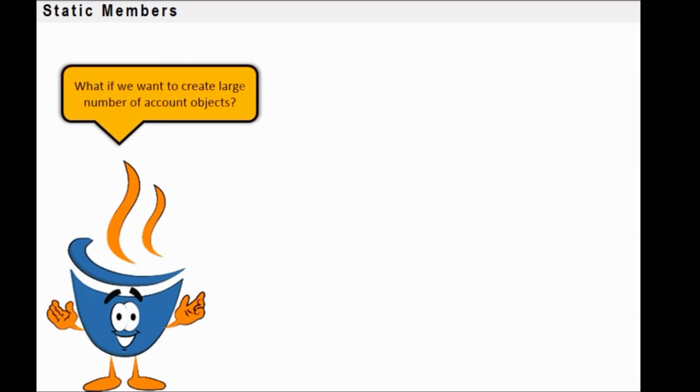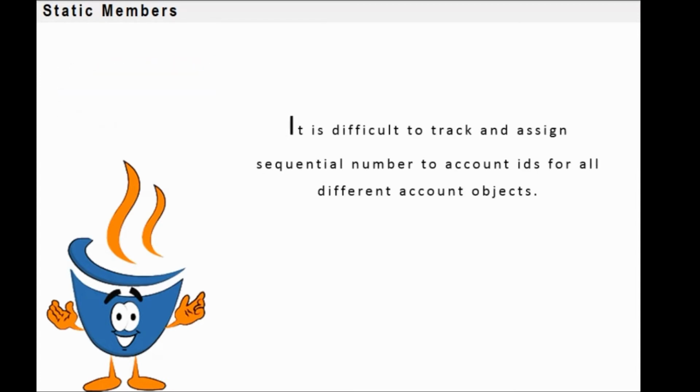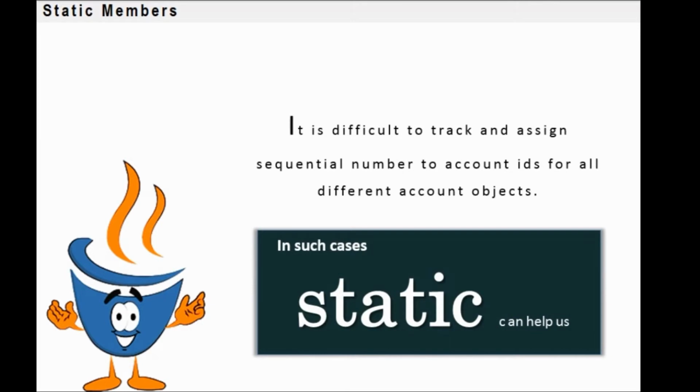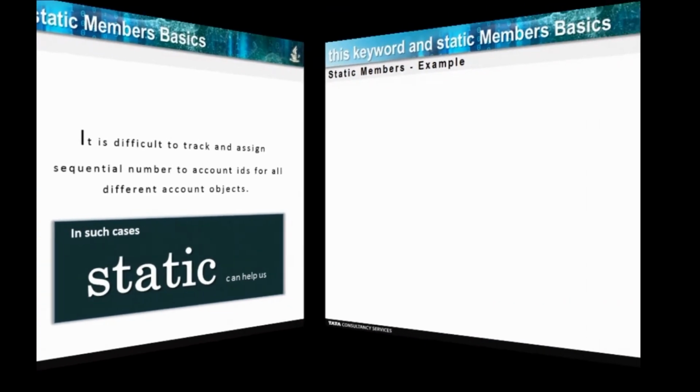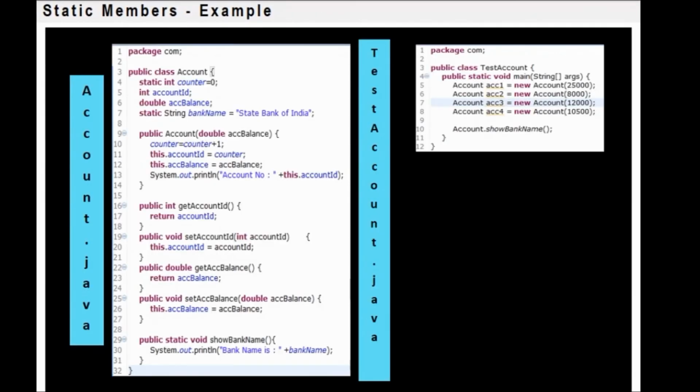What if we want to create a large number of account objects? It is difficult to track and assign sequential number to account IDs for all different account objects every single time. So, in such cases static can help us. Let's make one small change in this code. As we can observe in this code, account.java, we made counter as static.